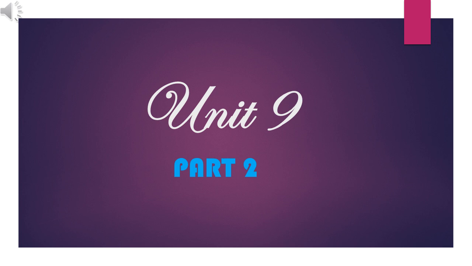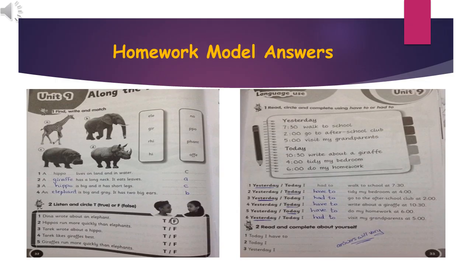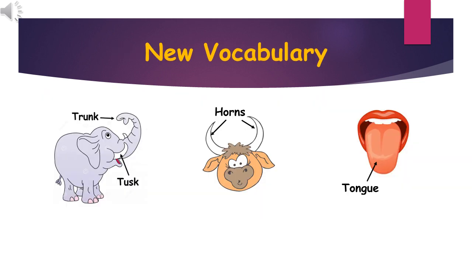As we said before, the title of Unit 9 was Along the Nile, and it was talking about the animals, wild animals and African animals. First, here you have the model answers for the homework of yesterday. Please check your answers. As for part 2 of Unit 9, we are going to deal today with page 40.